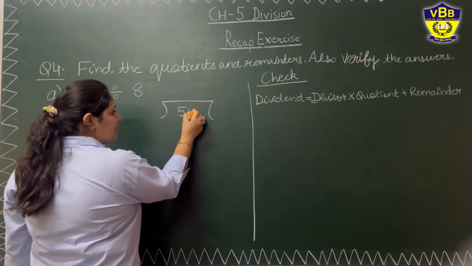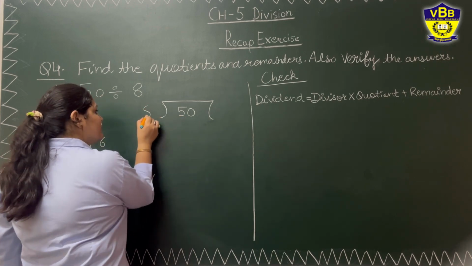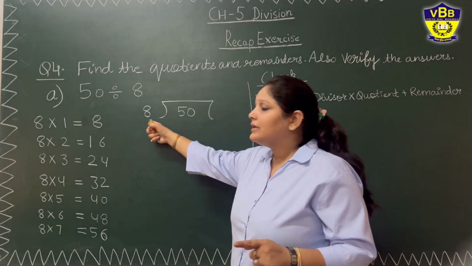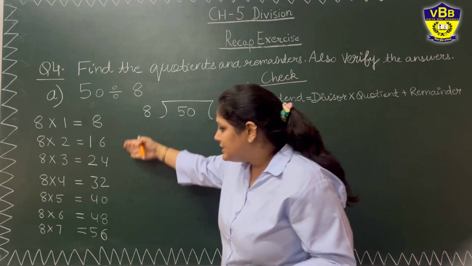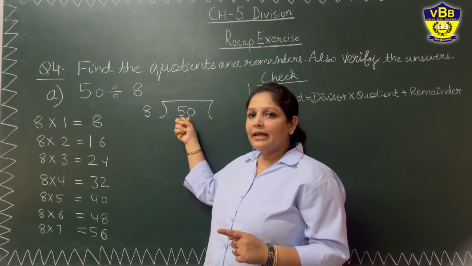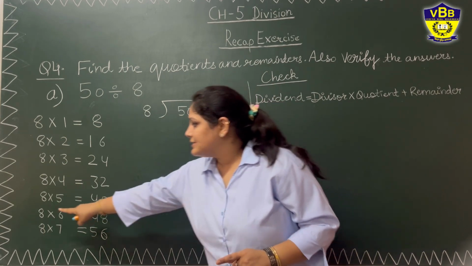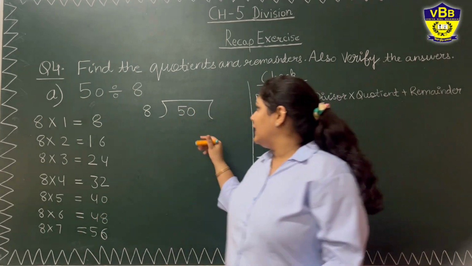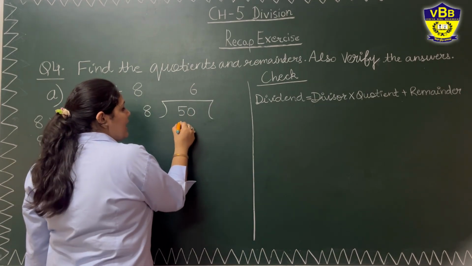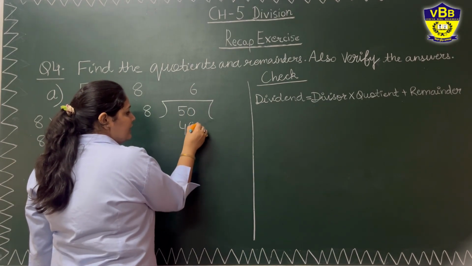50, which is the dividend, we will write here, and 8, which is the divisor, we will write here. Now we need to check whether 50 comes in the table of 8 or not. So we can see 50 doesn't come in the table of 8, but the smaller number than 50 is 48. That is 8 multiplied by 6 is 48. So we will write 6 here in our quotient part, and we will write 48 here.